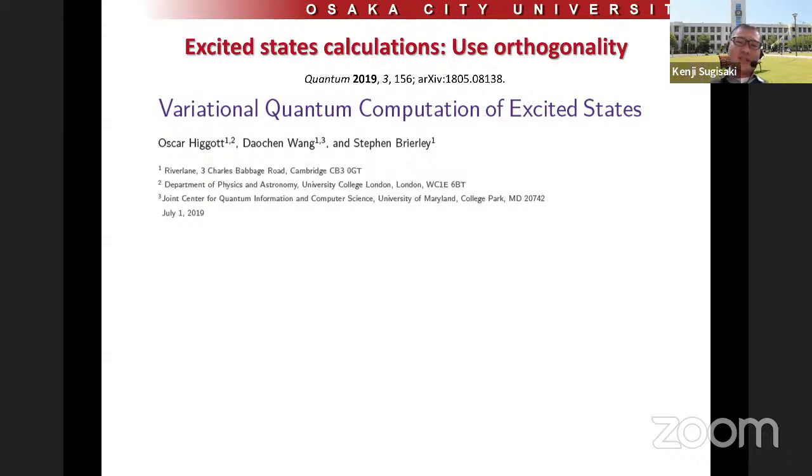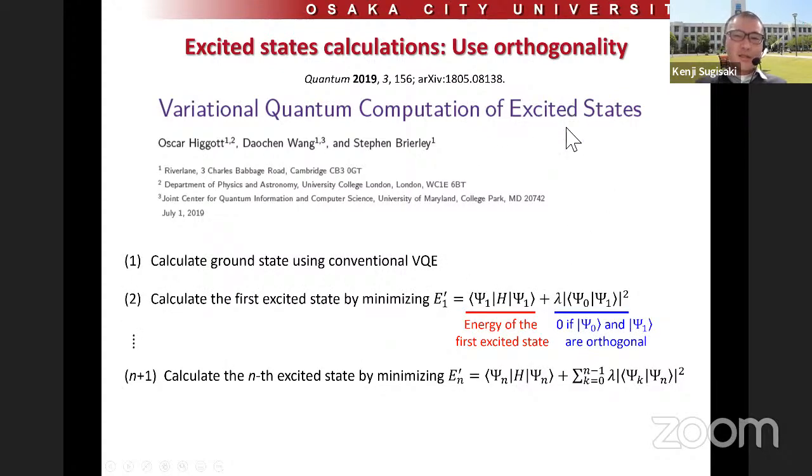Usually the VQE is for the ground state calculations, but we can calculate the excited state by using VQE. There are several approaches reported for the excited state calculation, but the simplest one is using the orthogonality. This approach is very simple. First, we calculate the ground state using conventional VQE.